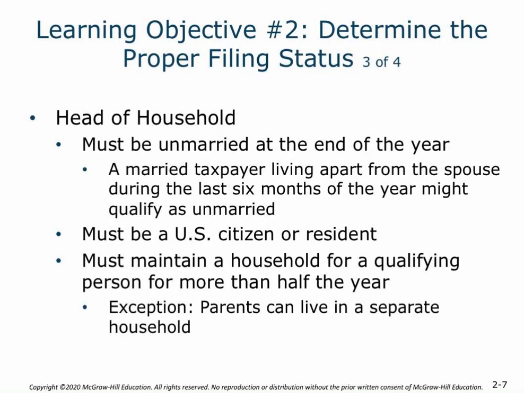So the fourth filing status here is going to be head of household. This is going to be an unmarried person, and can possibly still be someone that had been married but is now living apart. During the last 6 months, they might qualify as unmarried. They need to be a U.S. citizen, and they must maintain a household for a qualifying person for more than half the year. So this might be a dependent child, or this might also be dependent parents.